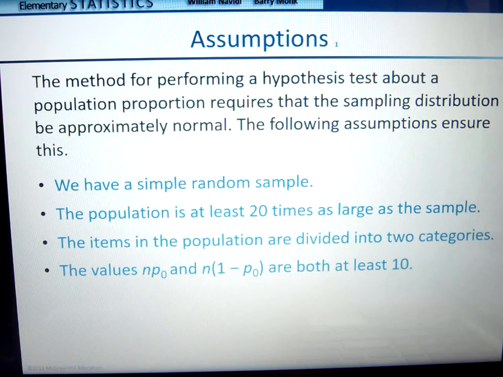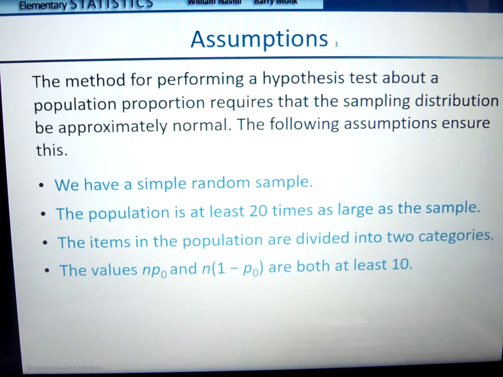So the method for performing a hypothesis test about a population proportion requires that the sampling distribution be approximately normal. The following assumptions ensure this. We have a simple random sample, and the population is at least 20 times as large as the sample. So this is a little different. Instead of greater than 30, now we're looking at a population 20 times as large as the sample. The items in the population are divided into two categories: the values of n times p sub 0 and n times 1 minus p sub 0 are both at least 10.